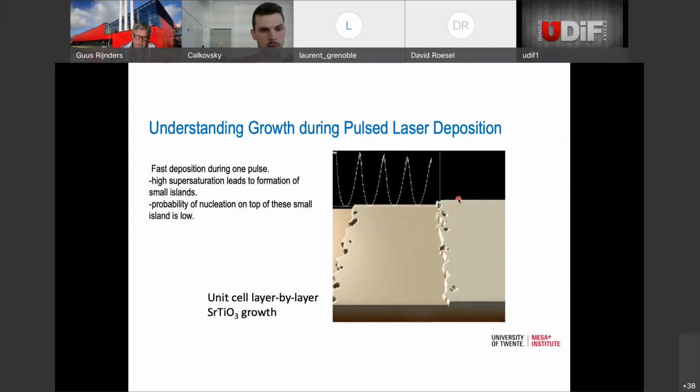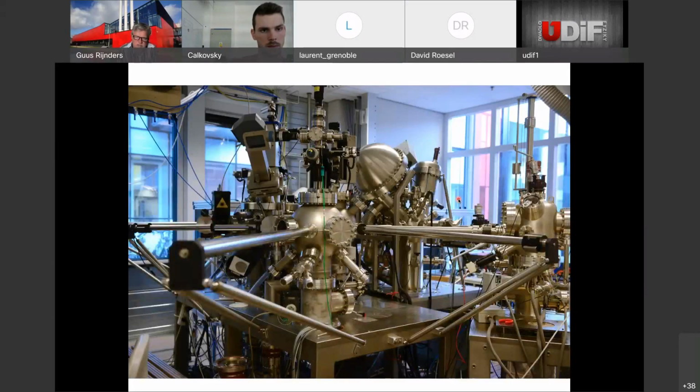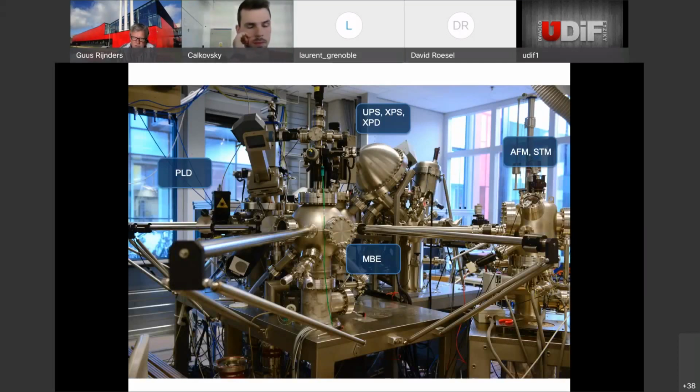With this technique, this is a typical system as we use in our lab. This is really a lab-based PLD machine, where we have combinations of pulsed laser deposition with in-situ measurement techniques like photoelectron spectroscopies. We can also do diffraction, with connected AFMs and STMs. This is a somewhat older picture, because we now have some new tools connected to it, and also a small MBE tool for other materials. This is what you can see in many labs around the globe.